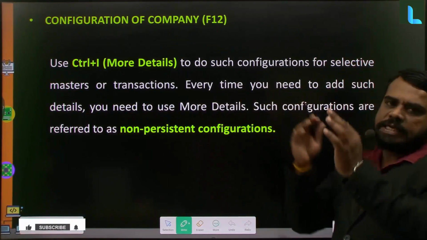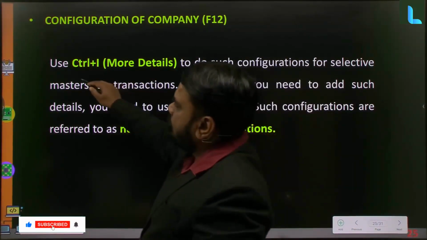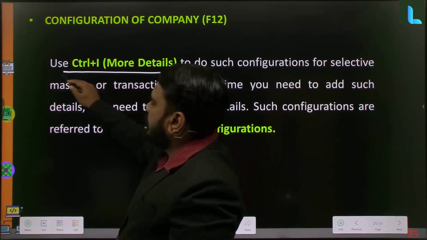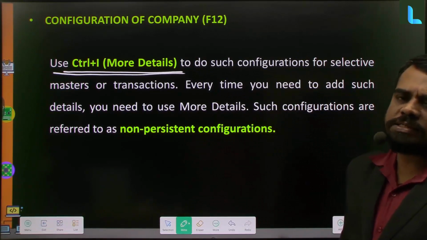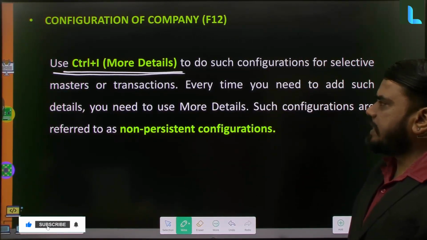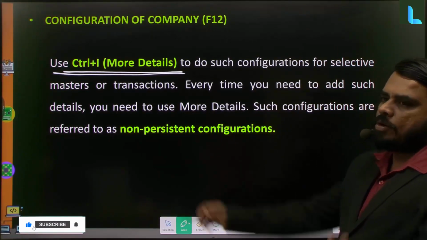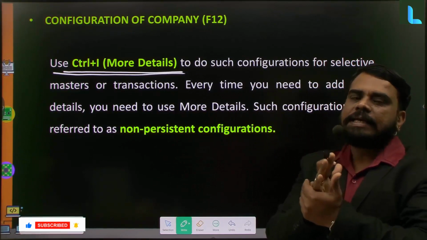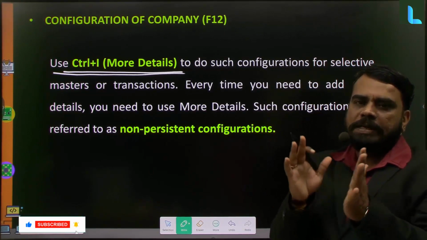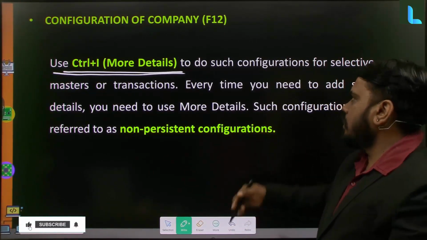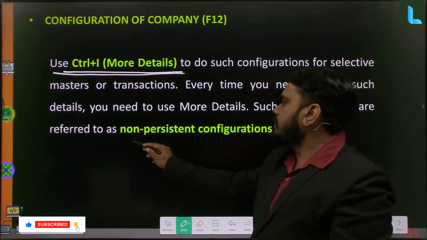There is an advantage and disadvantage with this, so we'll discuss that now. The other type of option available in configuration is called More Details, and the keyboard shortcut for More Details is Ctrl+I. Whatever settings we apply here will be applicable only for a particular master, or a particular transaction entry screen, or one particular voucher entry screen only. So this will not be applicable everywhere. This is the main difference, and that is why it is called non-persistent configuration.